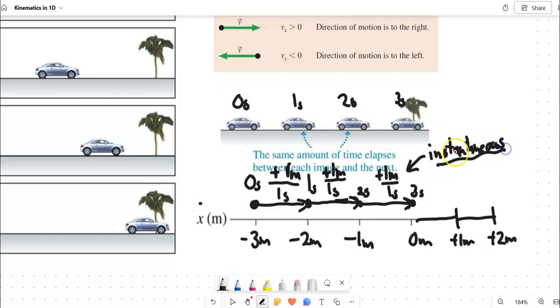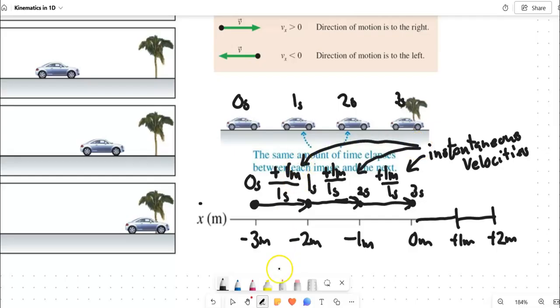Oh boy. That is horrible writing. So these velocities. So all of these are its instantaneous velocities.